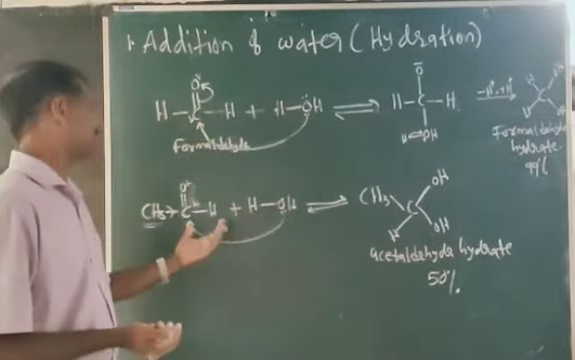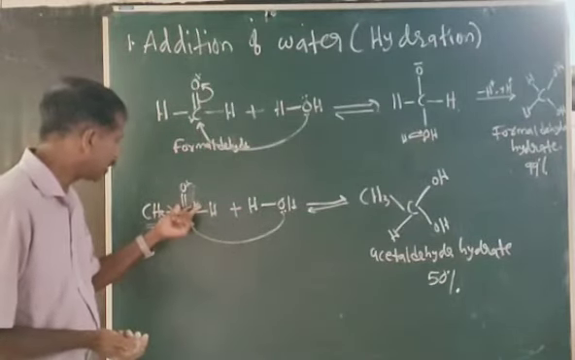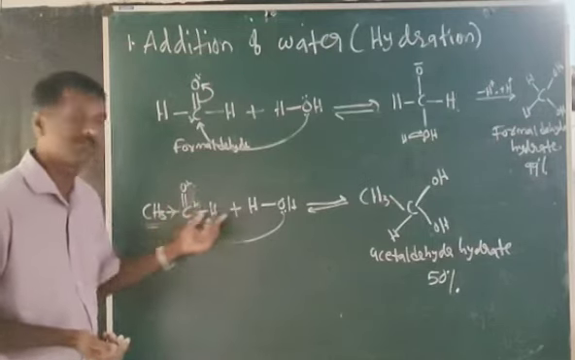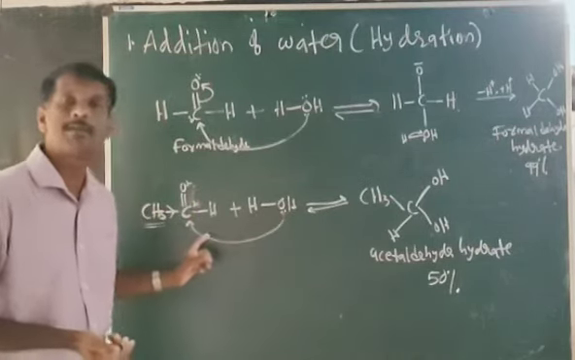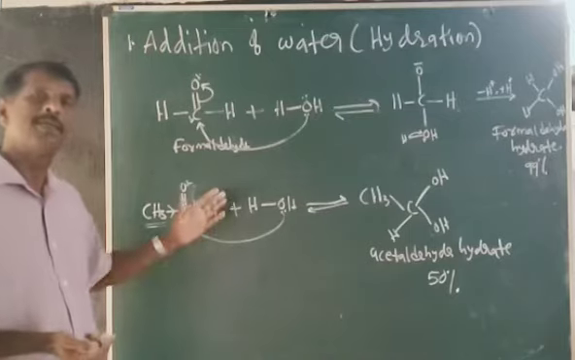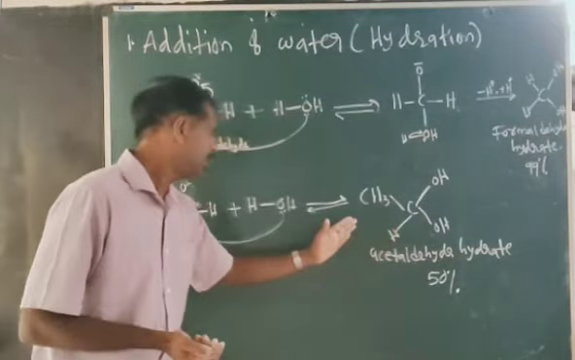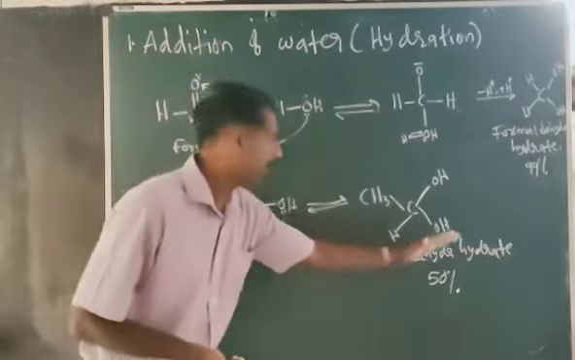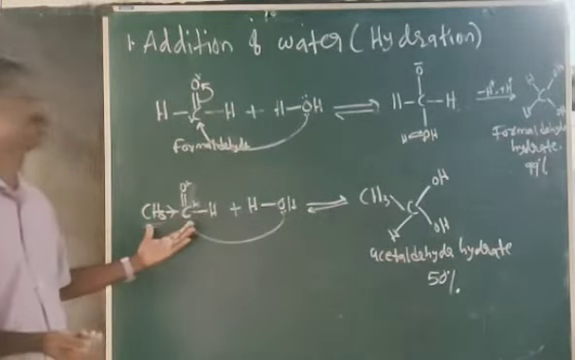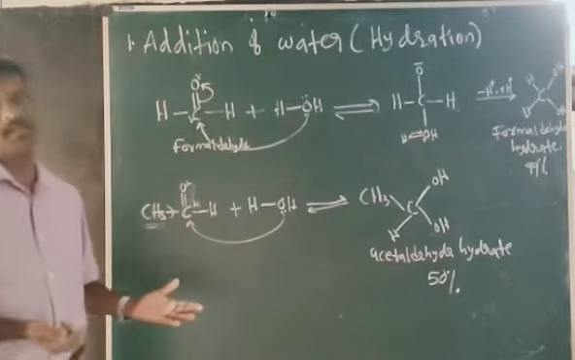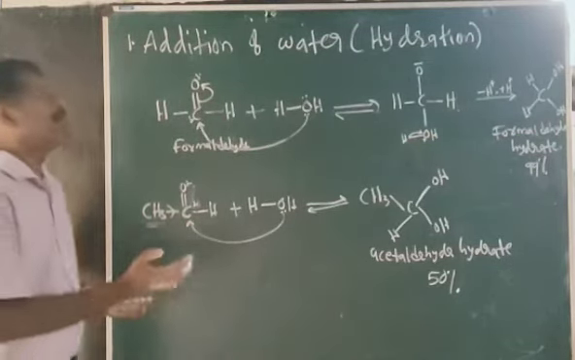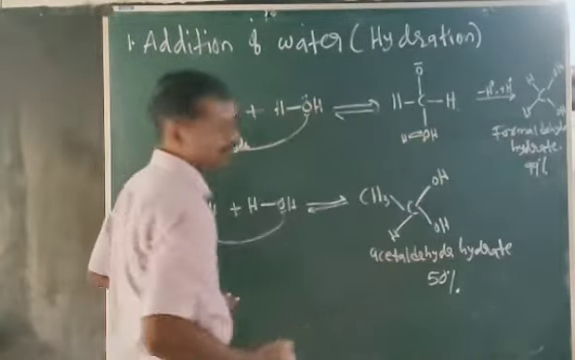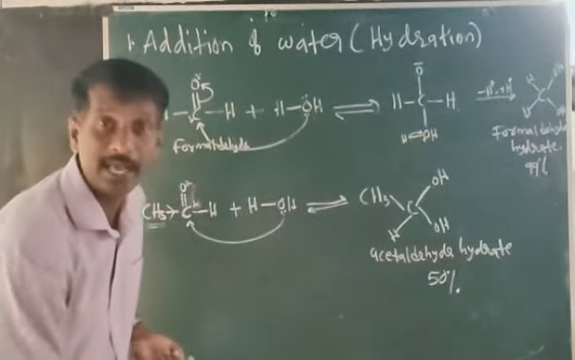Or we can say that when there is an electron pushing group, the positive charge on the carbon is reduced. Therefore, the attack of the nucleophile will become difficult. That means you can see that the equilibrium is almost balanced. Acetaldehyde hydrate is 50%, and the remaining 50% will be acetaldehyde only. But here in formaldehyde, that effect is not there. That is the reason we are getting formaldehyde hydrate about 99%.